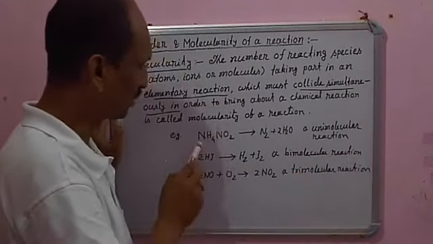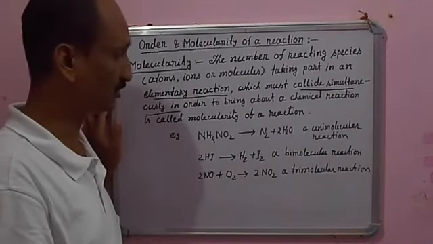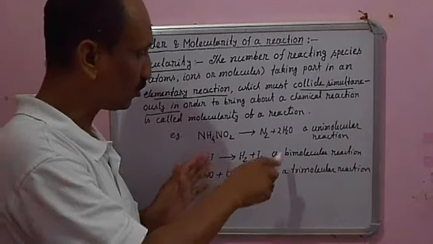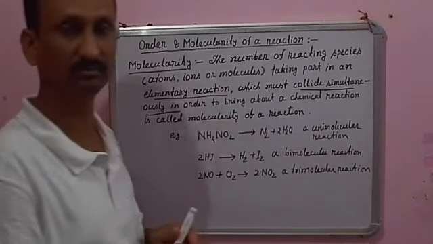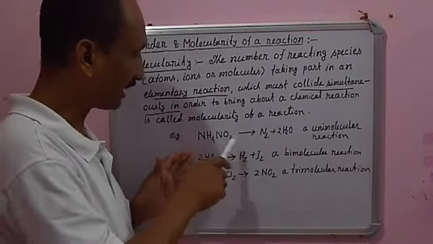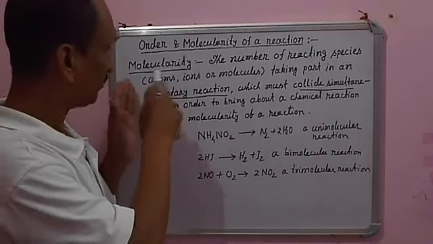You remember, trimolecular reaction is very rare, and in general we cannot have higher molecularity of a reaction because more than 3 molecules at a time cannot coincide for collision. So that's why we cannot have higher molecularity elementary reactions. So this is about the molecularity.